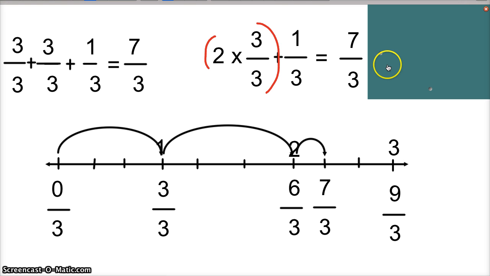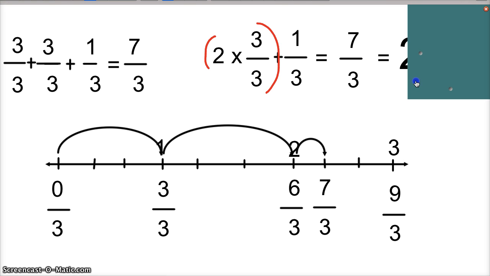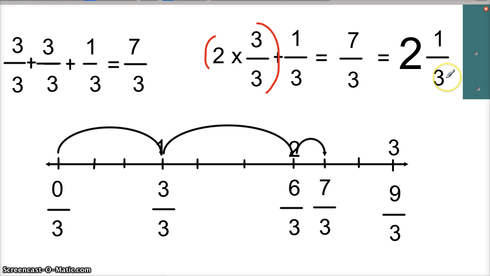It's an improper fraction. So what we can do to that is figure out, well, I know this is 1, this is 2, so there's 2 wholes right there. Then what's left over? 1/3. Okay, so figure out how many whole times 3 can go into 7. It can go in 2 times, and that makes 6 with 1 left over.